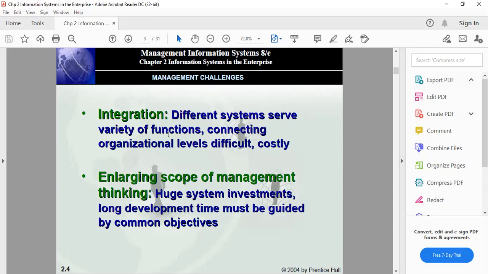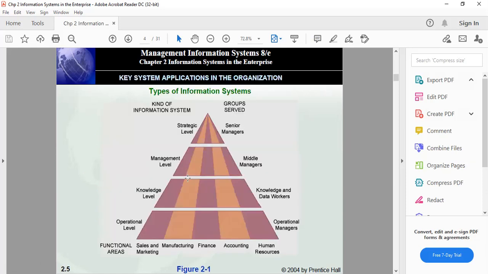Next, enlarging scope of management thinking. The latter would talk about huge system investments. Yes, that's true. So we'll have to outlay more, or invest more in the short term. But then again, in the long run, expect savings to be greater. Long development time must be guided by common objectives. So what we are doing in our respective departments should achieve the common goal of the business, that is goal congruence.